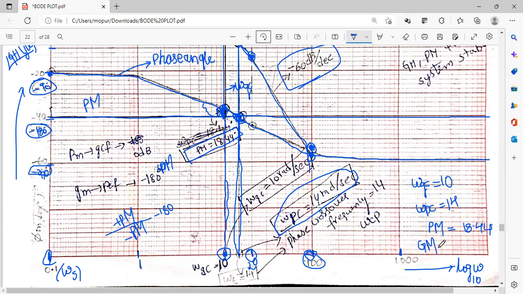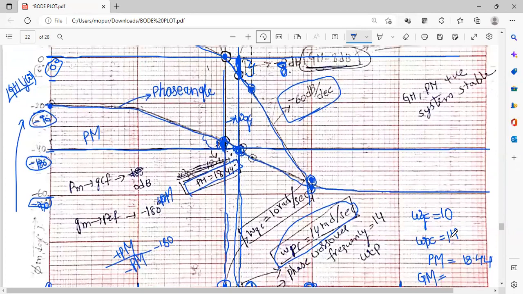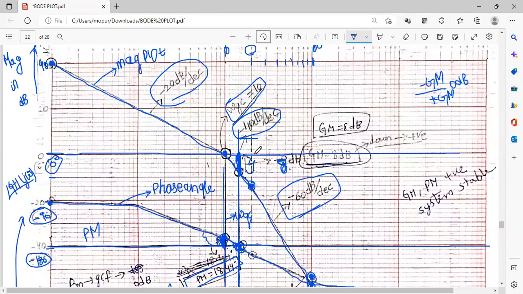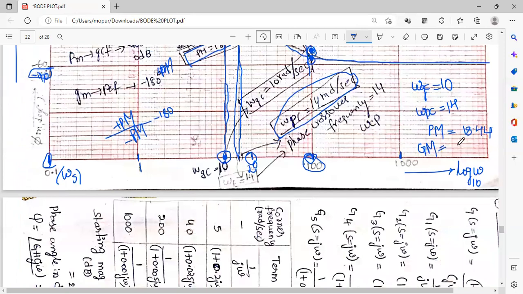And see here, the gain margin that we obtained is below the 0 dB line. Below, the gain margin is positive, and above, the gain margin is negative. So it is plus 8 dB. So the gain margin is plus 8 dB, and the phase margin is 18.44 degrees. And these two frequencies are in radians per second.